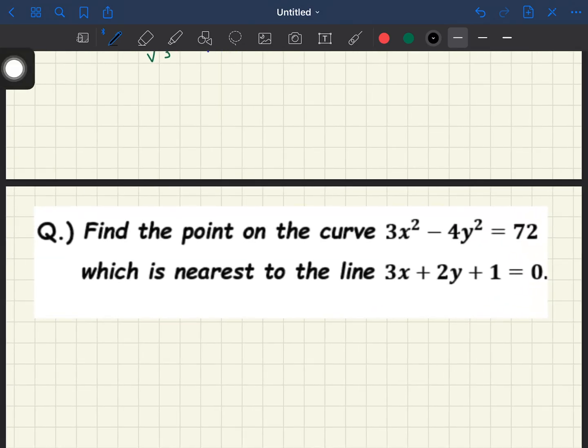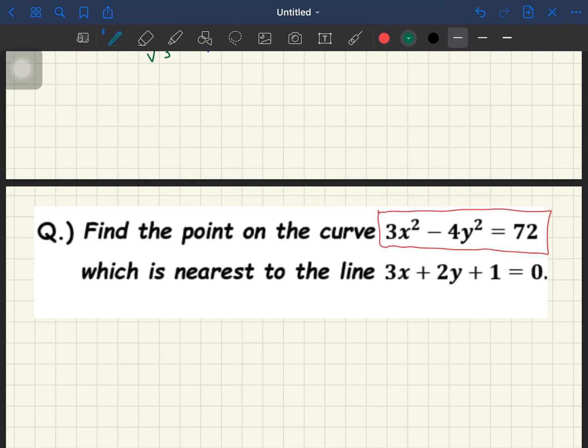It's a very interesting question right now. It's actually from Instagram. So this is a question which is a bit about calculus. So let me show you what I mean. You have to find a point on the curve, which is this curve, which is nearest to the line 3x plus 2y plus 1 equals 0.